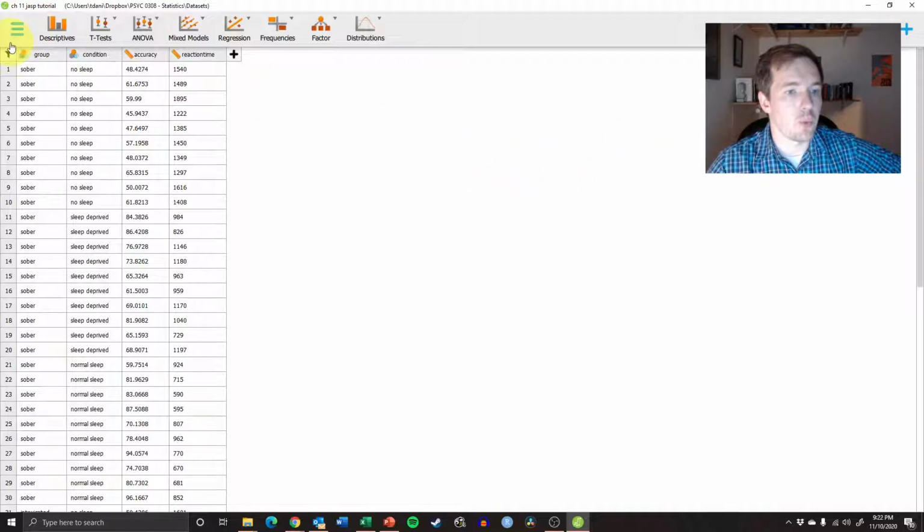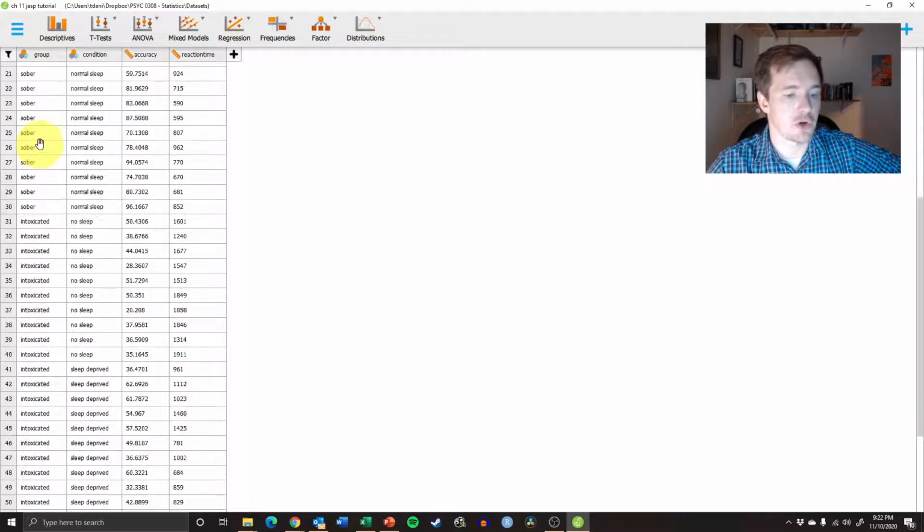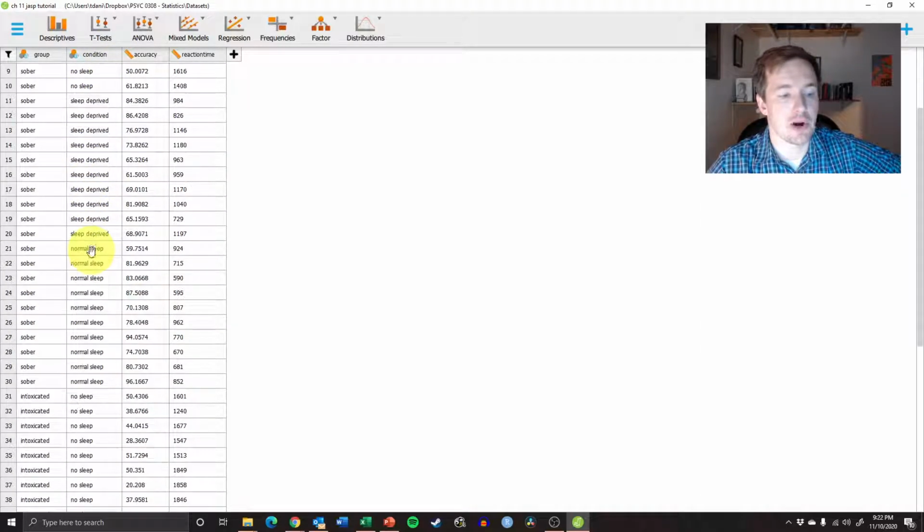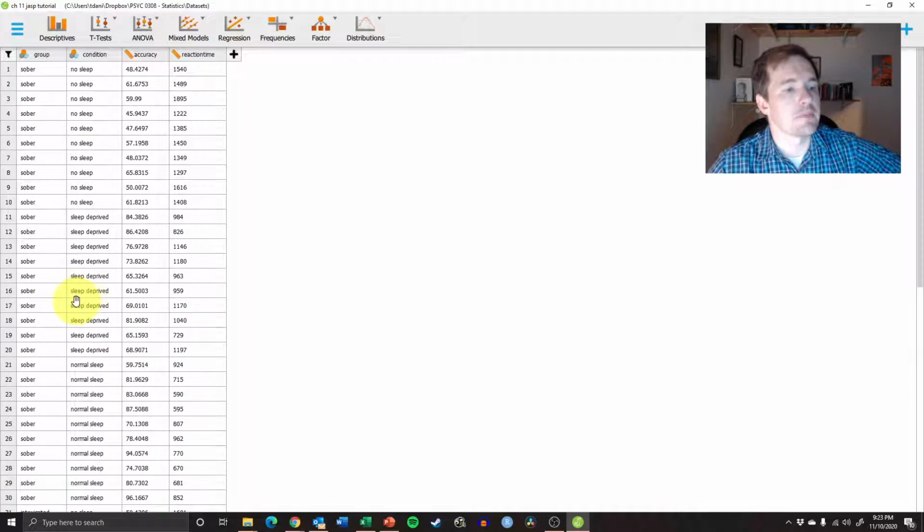So just a quick little bit about the data set that I have here. I have a data set where I have two different factors. I have group and I have condition. So group being sober and intoxicated, condition being no sleep, sleep deprived, or normal sleep. And so each group had people in these three conditions, so subgroups.